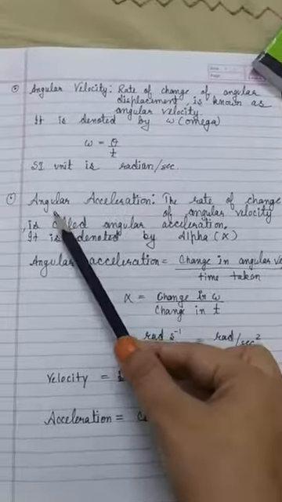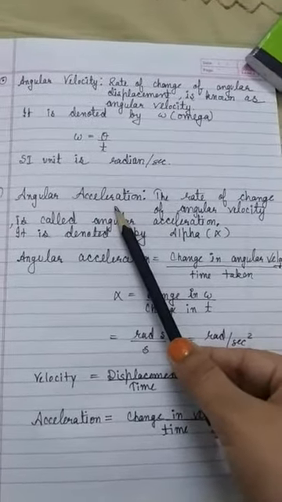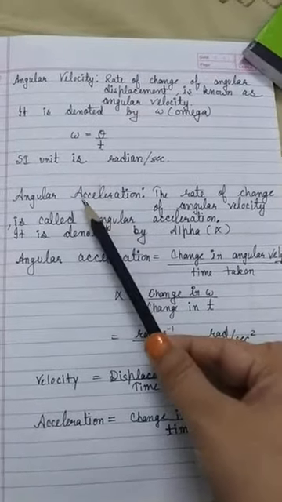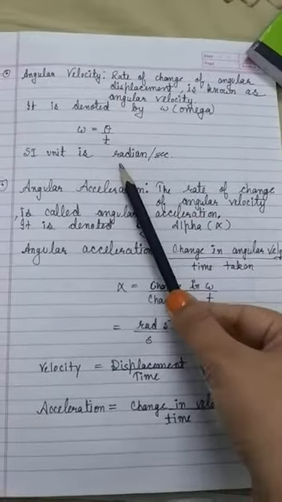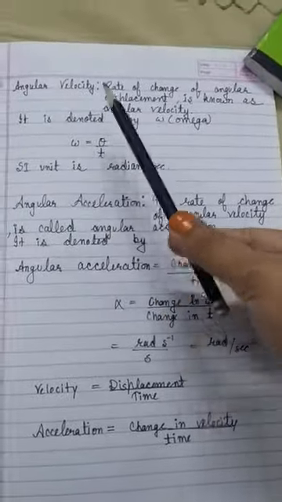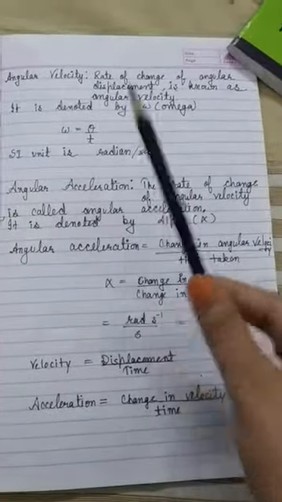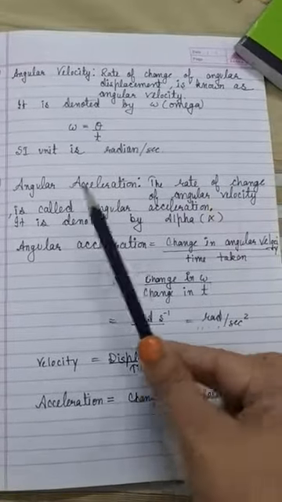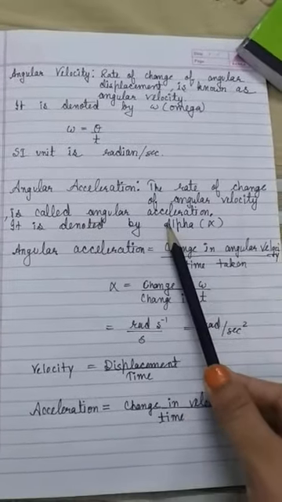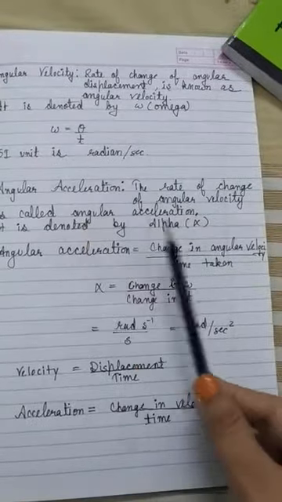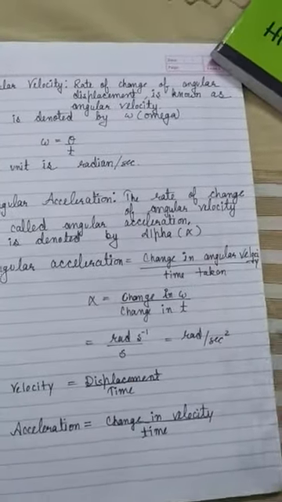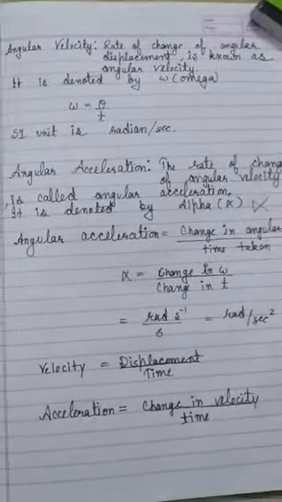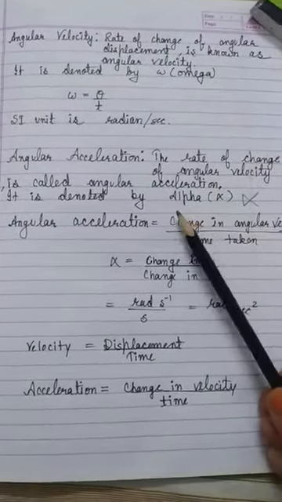Now next is angular acceleration. In the similar way, आप acceleration याद करिए. What is acceleration? Acceleration is change in velocity per unit time. In the similar way, change in angular velocity per unit time is known as angular acceleration. The rate of change of angular velocity is called angular acceleration. It is denoted by alpha. This is the symbol for alpha. It can be made like this. इस तरीके से बनाया जा सकता है.